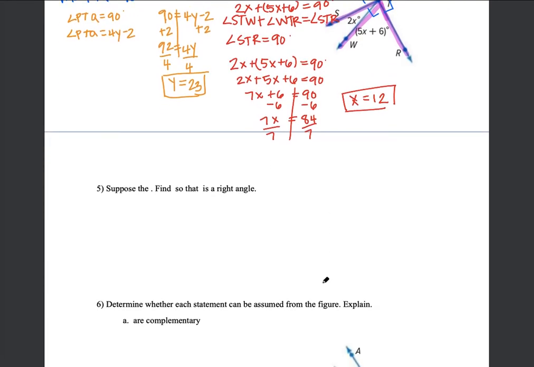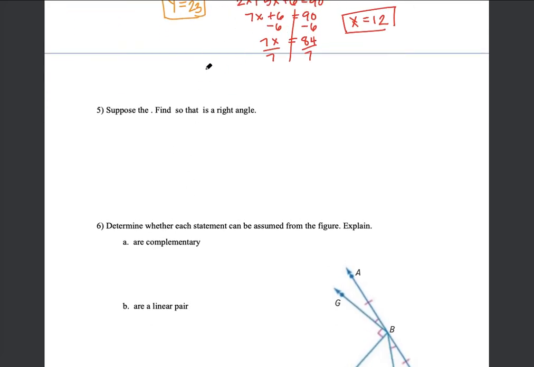Next one, number 5. I don't know what happened. All the numbers just went away, and I didn't even realize. Okay, so it should say, suppose the measure of angle D is equal to 3x minus 12. And then just say find x so that angle D is a right angle. Okay, so remember, let me erase that. So that angle D is a right angle.